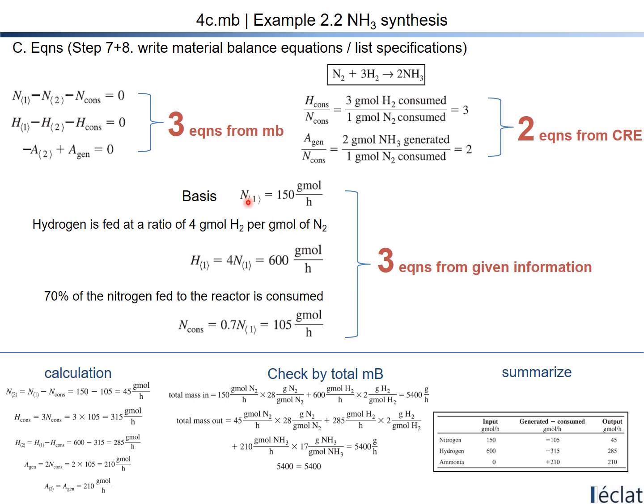And then three equations are remaining. So the basis, of course, is a good constraint. And then from the text of the problem, hydrogen is fed at a ratio of 4 gram mole hydrogen gas per gram mole of nitrogen gas. So H1 is equal to 4 times N1. Then the value of N1 is here, so 600. The other one is the system performance specification, 70% conversion. So the consumption amount of nitrogen is 0.7 of the input, then 105. So 3 more equations or constraints from given information. Then you have 8 unknowns and 8 equations. Then you could solve this problem.